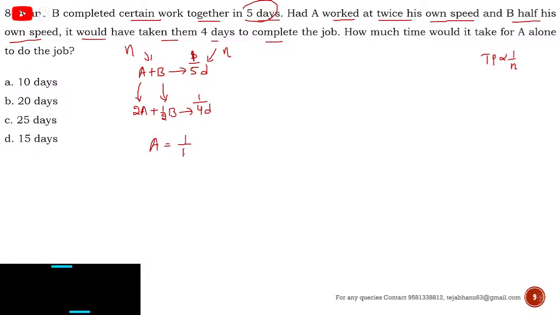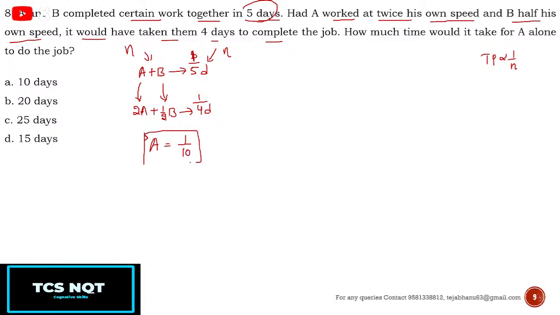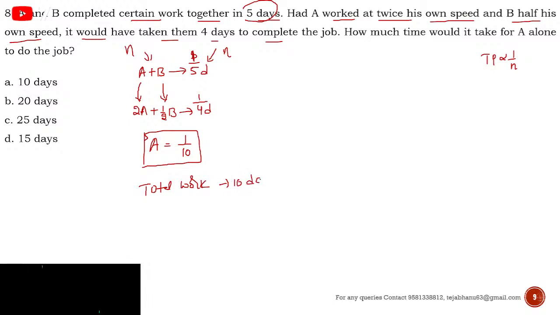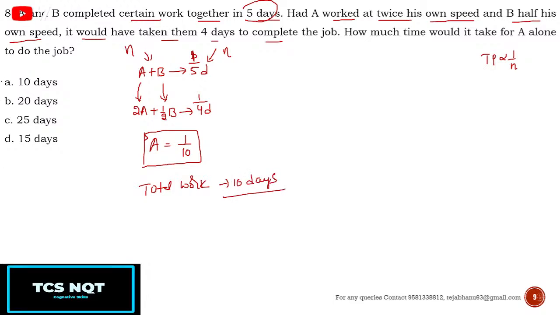If you solve these equations, you'll get A is equal to 1/10. That is, A can do 1/10 of the work in 1 day. So the total work can be completed in 10 days.